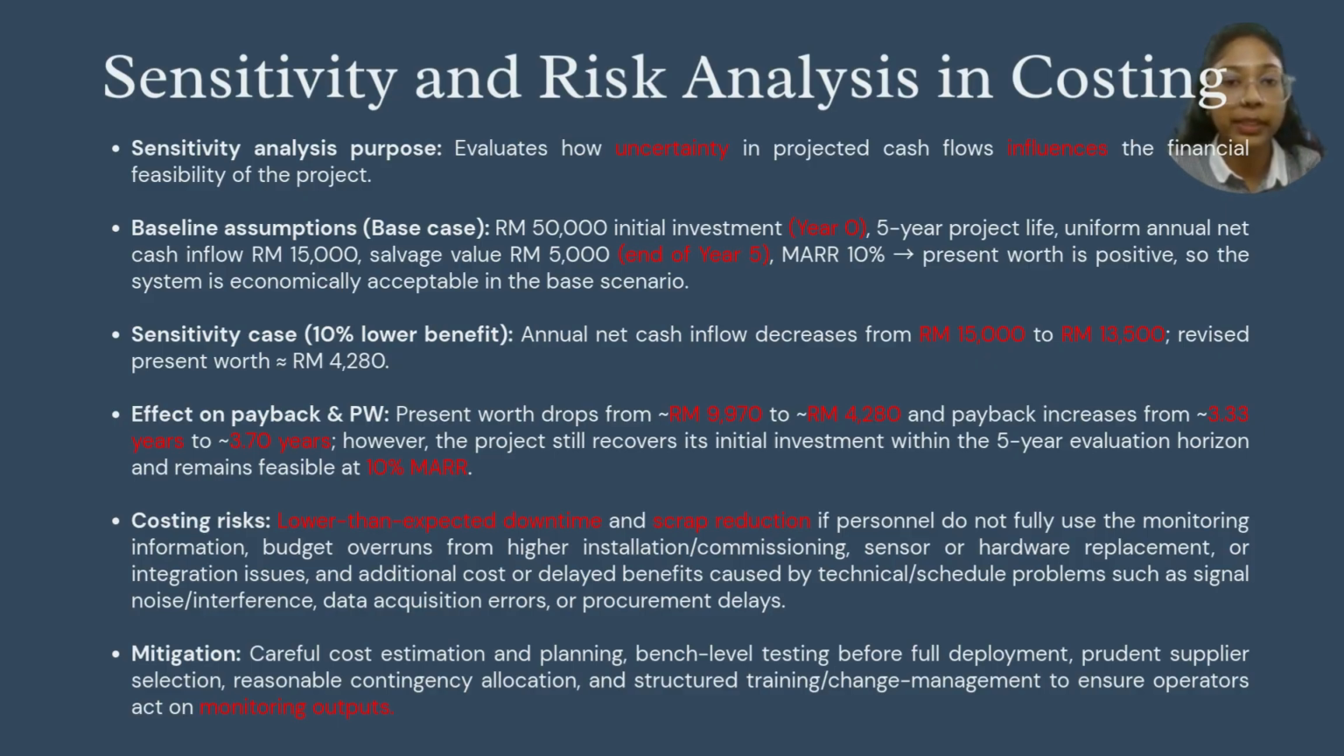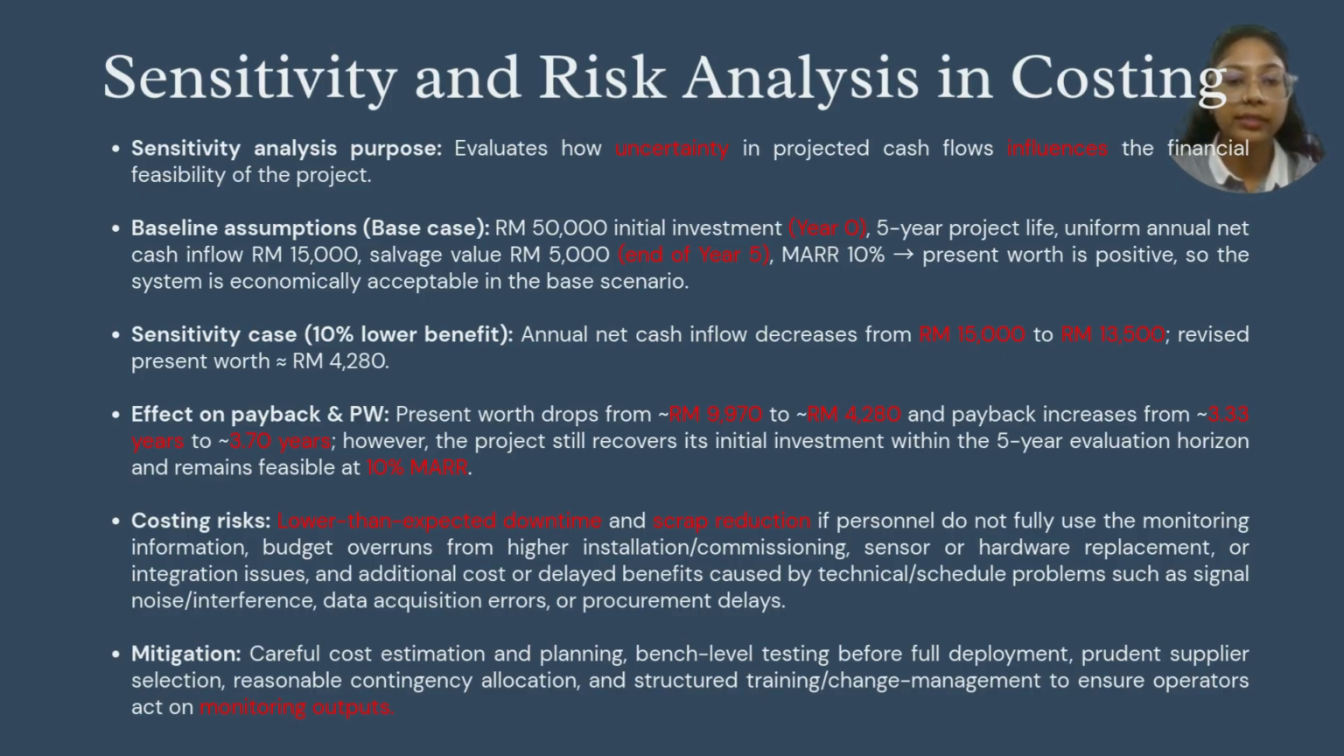Next, I'll be explaining the sensitivity and risk analysis and costing. This evaluates how uncertainty in the projected cash flow influences the financial feasibility of the project. For the baseline, this project used 50,000 in initial investment in year zero, a 5-year project life, a uniform annual net cash inflow of 15,000, and a salvage value of 5,000 in year 5. MARR is 10%. Under this base, the present worth is positive, so this system is economically acceptable in the base scenario.